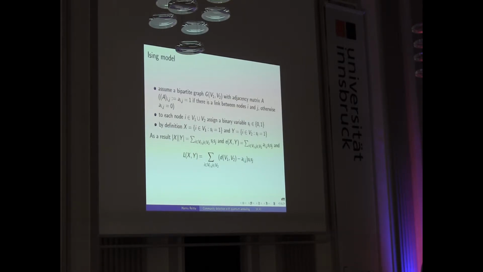And it's easy to write this L function as an Ising model. A is the adjacency matrix of the bipartite graph. Then you assign to each node a binary variable S. And these sets X and Y are encoded in such a way that a node belongs to X or Y when the variable has value 1. And you can easily check that this L function can be written in this form.